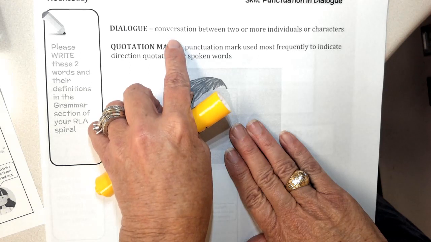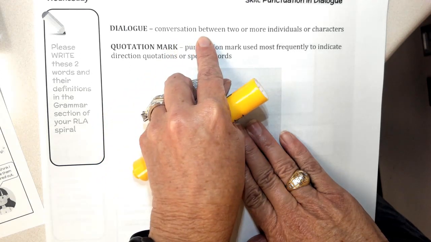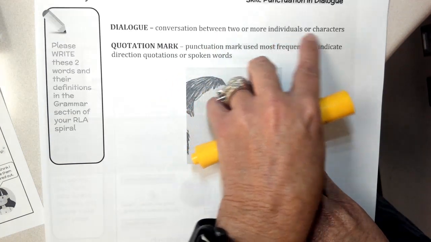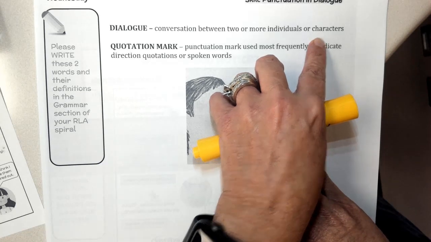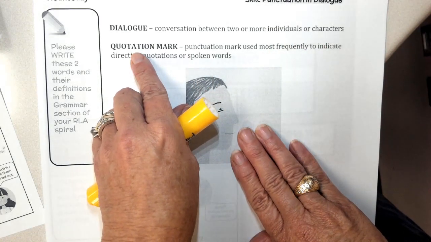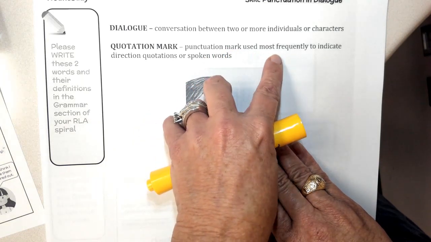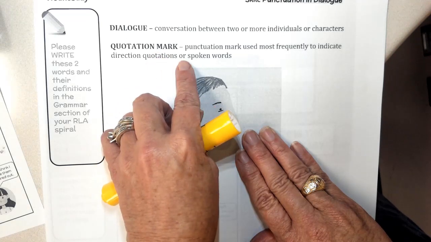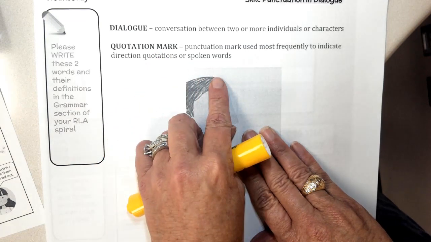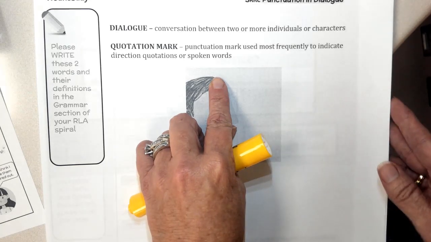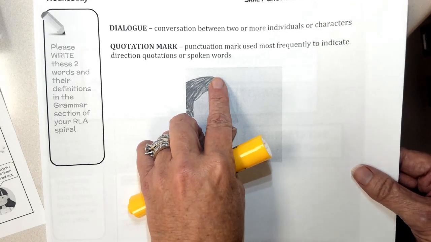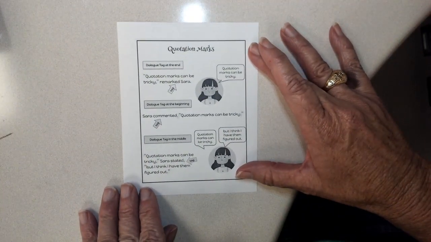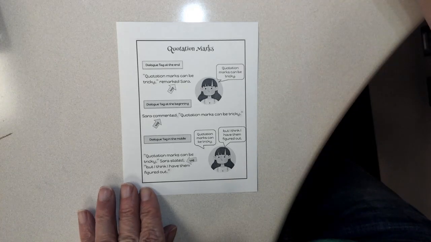You're going to go back and write dialogue, and I want you to write the definition: a conversation between two or more individuals or characters. And then I want you to go ahead and write quotation mark, a punctuation mark used most frequently to indicate direction, quotations, or spoken words. So this will need to be added in the grammar section of your notebook. Before I end this video, you're all going to receive this little piece of paper that you're going to need to highlight and then glue into our notes also.